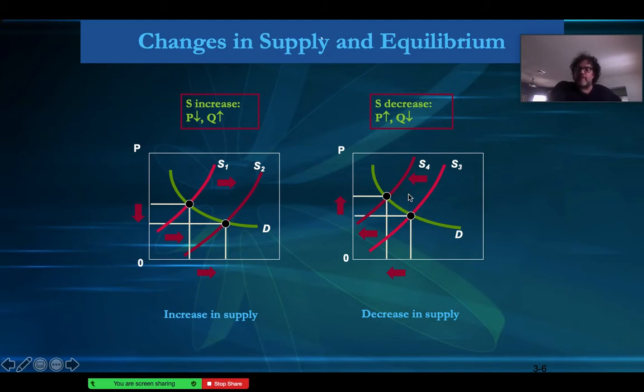So when you talk about it, try to think about it in terms of increase and decrease, not up or down. That's down, but it's actually an increase, right? So when you have a decrease in supply, price goes up and quantity goes down.